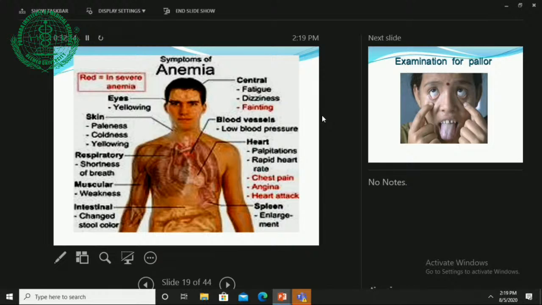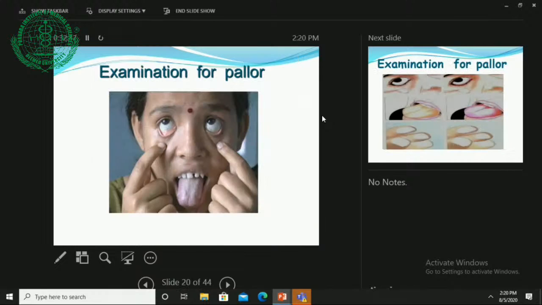Centrally, he may have fatigue, dizziness and fainting. In blood vessels, low blood pressure; the skin may appear pale, cold, yellowy. In the respiratory system, he may have shortness of breath; in the muscular system, weakness; and in the heart, he may have palpitations, rapid heart rate, chest pain, angina. So these are some of the symptoms of anemia. If these signs and symptoms are there, suspect anemia; think of common things first.